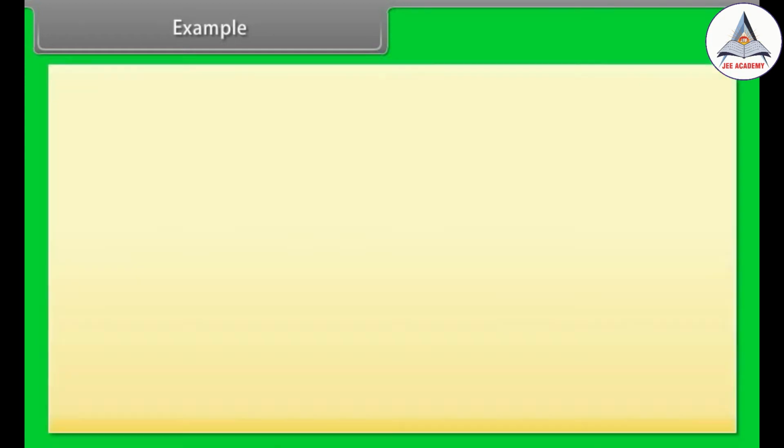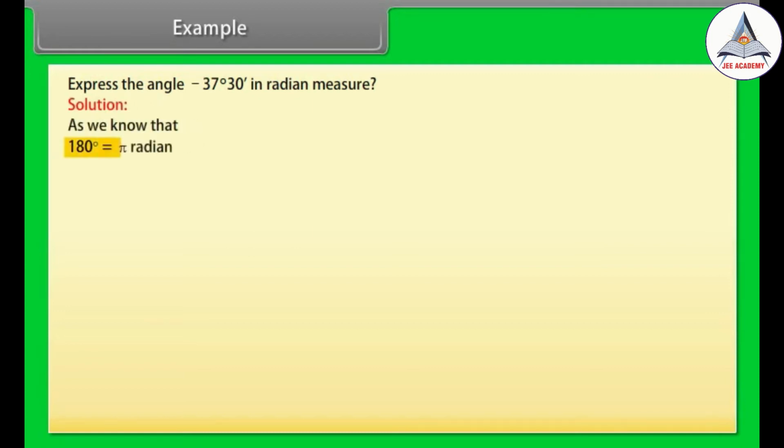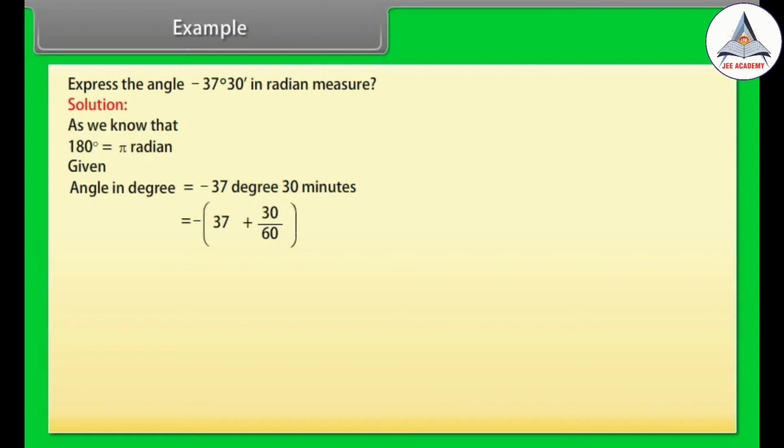Example. Express the angle minus 37 degrees 30 minutes in radian measure. Solution. As we know that 180 degrees is equal to pi radian. Given angle in degrees is minus 37 degrees 30 minutes, equal to minus of 37 plus 30/60, equal to minus of 37 plus 0.5, equal to minus 37.5.